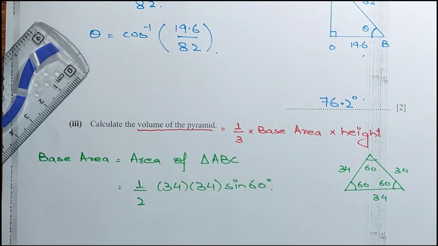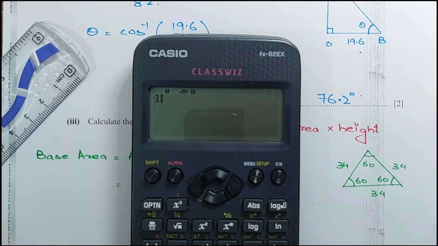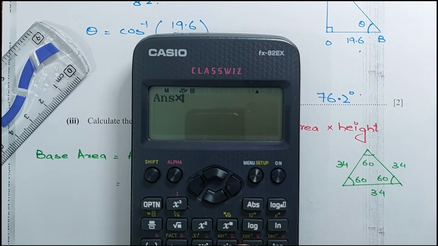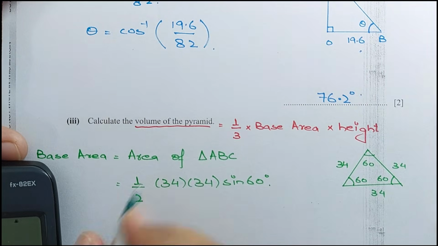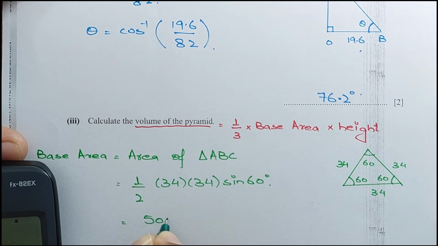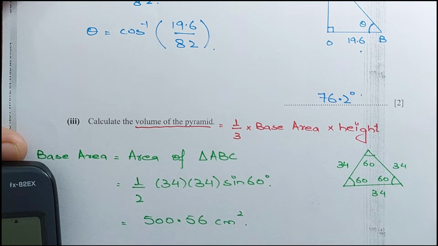Okay, so let me figure that out. We have 1 by 2 times 34 times 34 times sine of 60. That is 500.56 centimeter square.